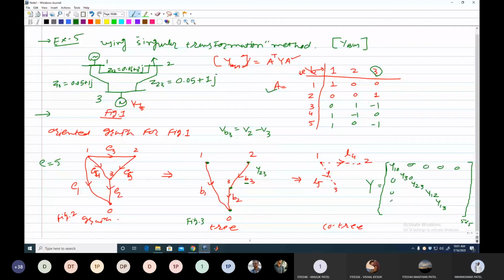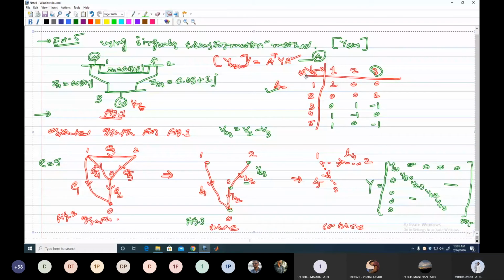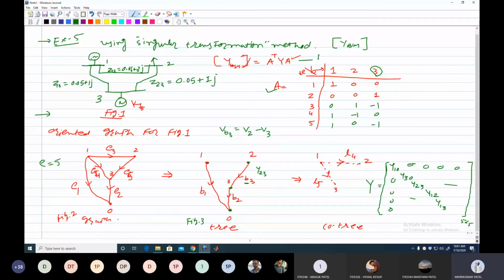Clear? And the rest of the elements are 0. It is only a diagonal matrix, so the rest of the elements are 0. Clear? Now, what you have to do? Just substitute these values of A and Y in your equation number 1. Yes, just substitute. Now, write down here the order of each matrix.